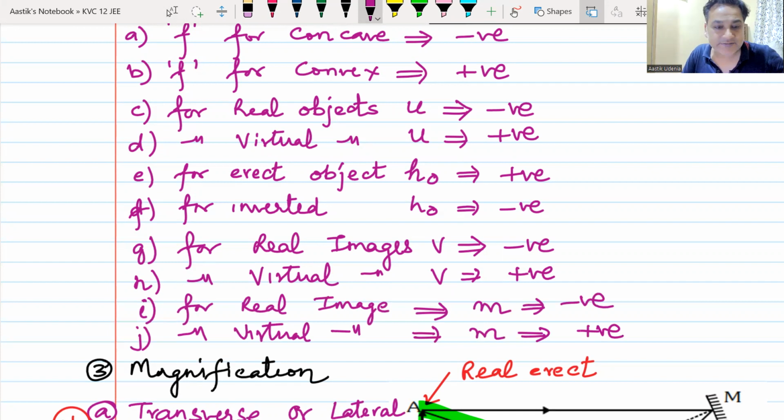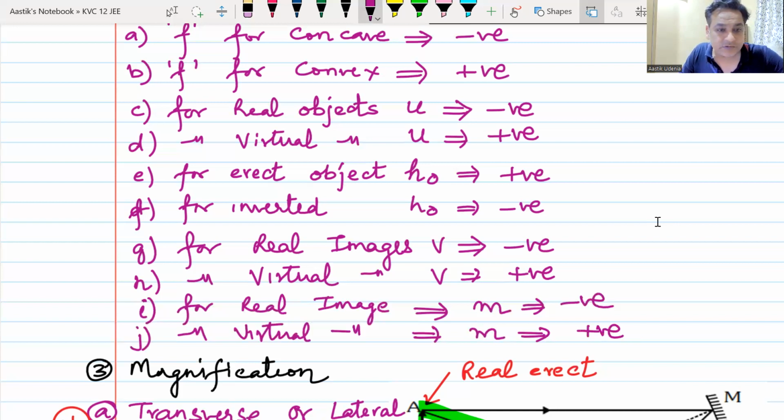Do we understand this? Yes, sir. For a real image, magnification is going to turn out to be negative. For a virtual image, the magnification is going to turn out to be positive. Has everyone noted it?